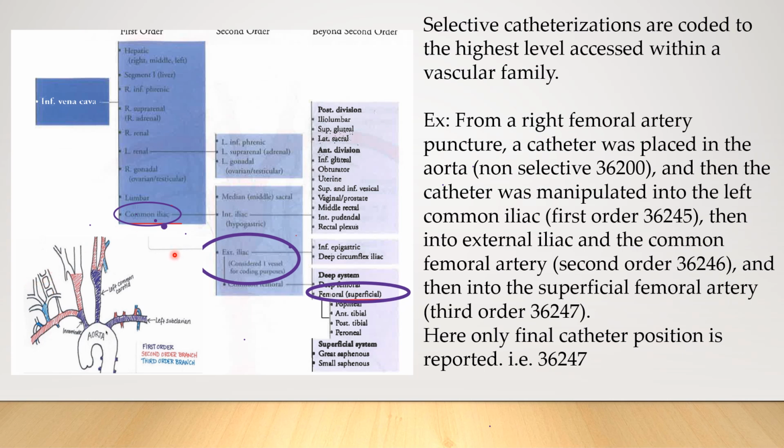Now let us see how the Appendix L will help us. The Appendix L has all the vessels written, and they have written the first order, second order, and third order. So the first order was a common iliac, and then the common iliac has these three branches. We have entered into the external iliac, and from the external iliac we have reached the superficial. So we will only code for this. We won't code this and this, because to reach here, the catheter has already traveled from here to here, and I have already shown here. Example: to reach the third order, the catheter has to travel the first and second order.